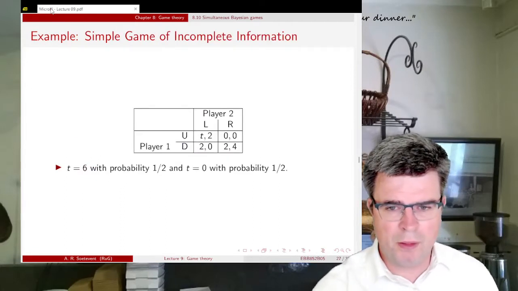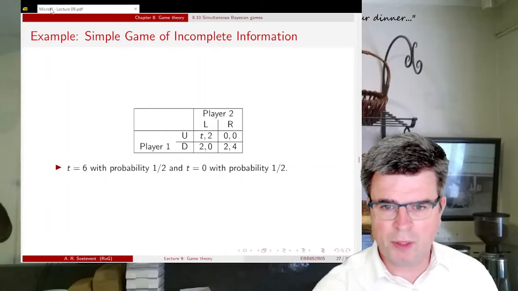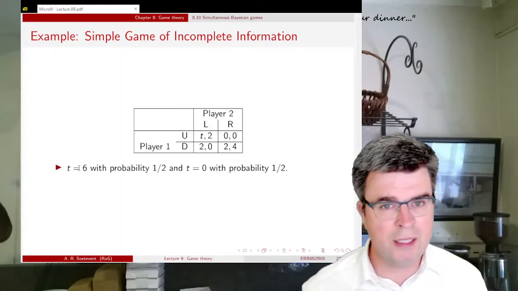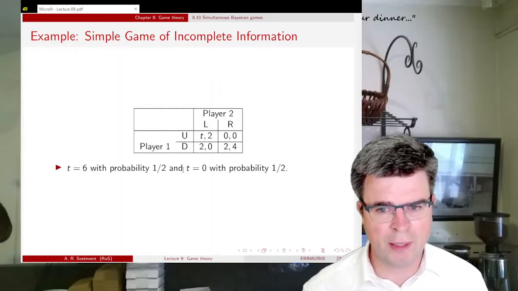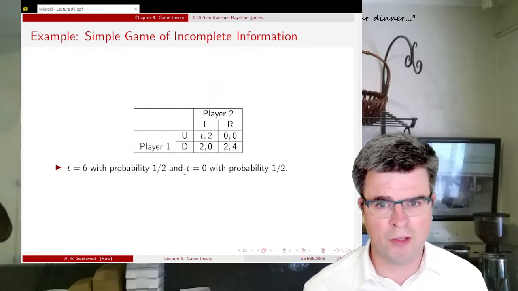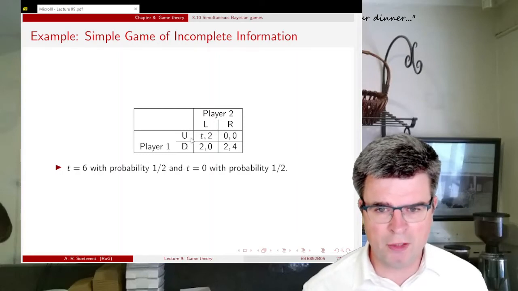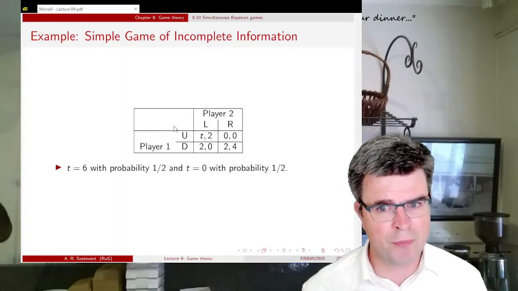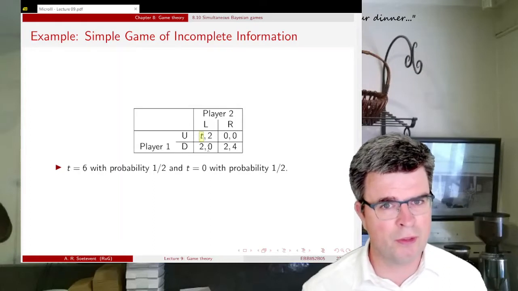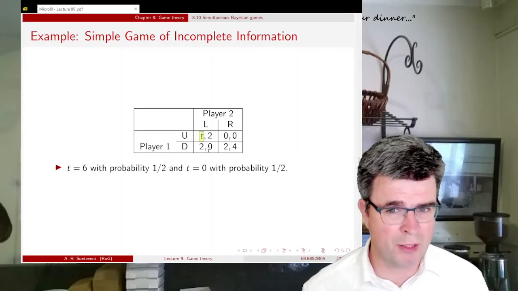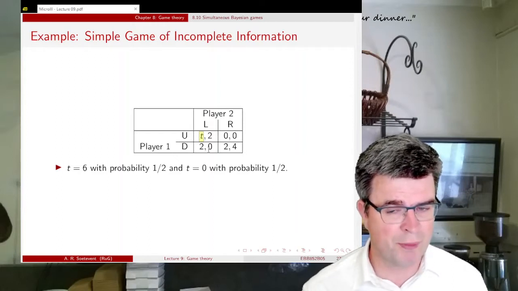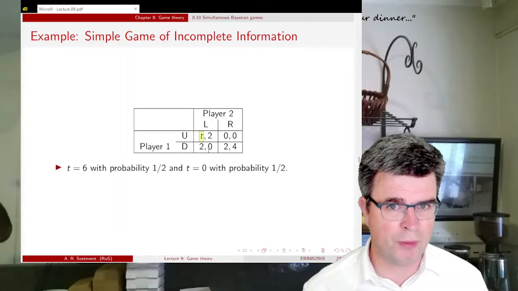Let's do a simple example. We have two players, and now player 1 is of type T is 6 with probability 1/2, and type T is 0 with the other half probability. Player 1 knows the full payoff matrix, but player 2 is in the dark about the exact value of the T. So with probability 1/2, T is equal to 6, and with probability 1/2, it is equal to 0. And player 1 knows the value of T.